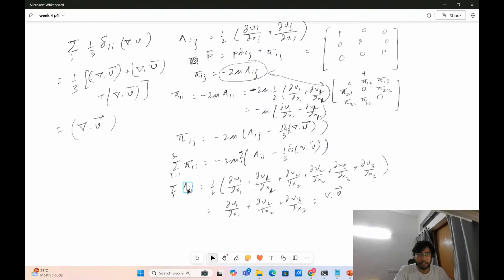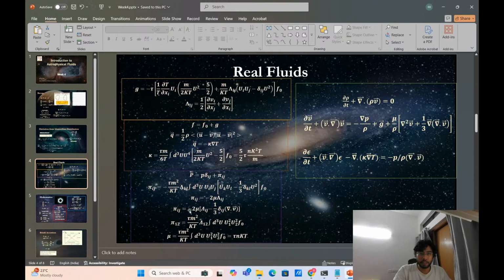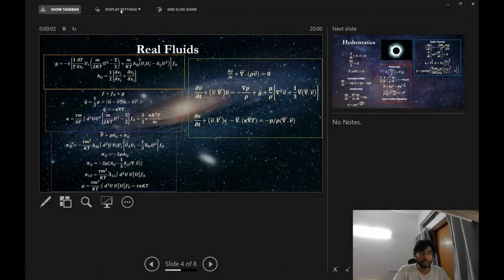Now you can see that the first term is giving del dot v, and the second term is also giving del dot v. Therefore, the trace of this matrix will become 0, and that's what we want. That's why we construct this pi ij matrix in such a way that the trace becomes 0. So this is just by construction. We don't derive from this to this, because we are just adding another term to it, and that's how we construct this pi ij tensor. I hope that is clear.